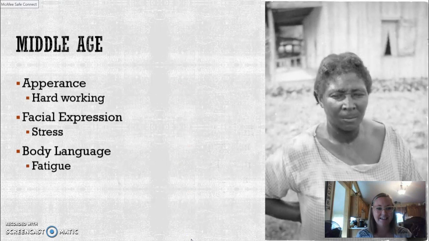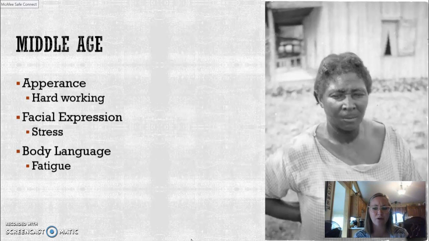Middle-aged is the next lady that I picked. Her appearance to me looks like a hard-working woman. Her facial expression kind of comes across as stressful. What is the next step that she needs to do to get the work done?